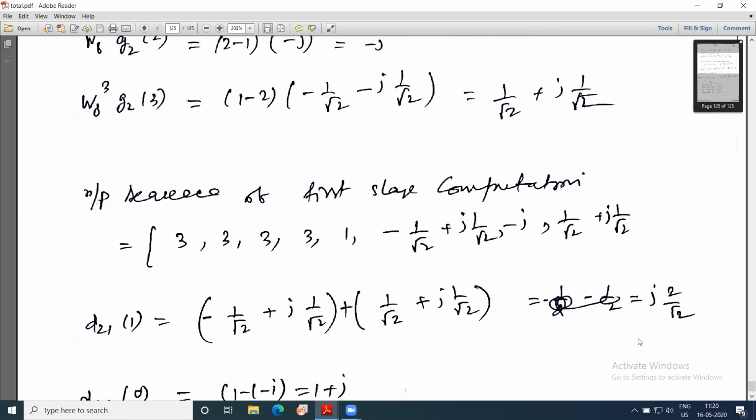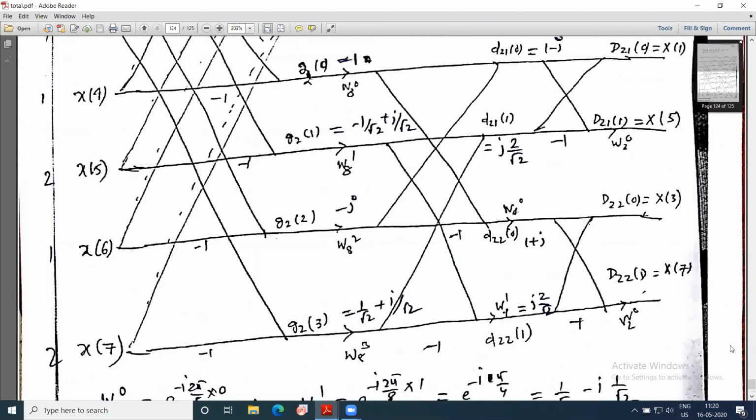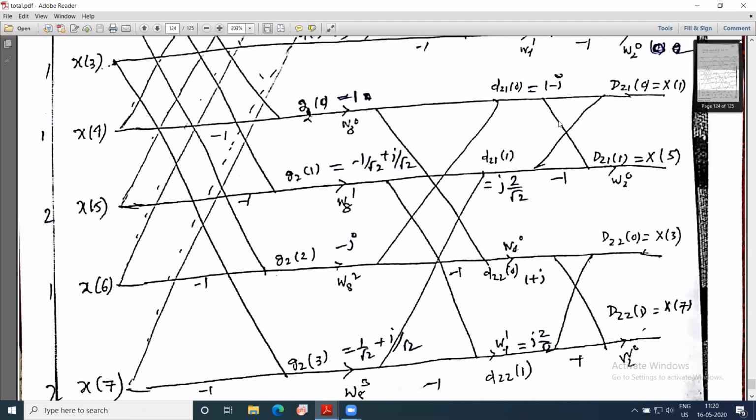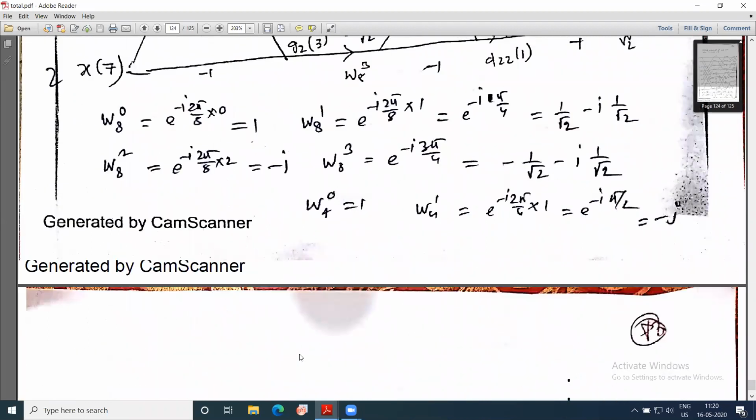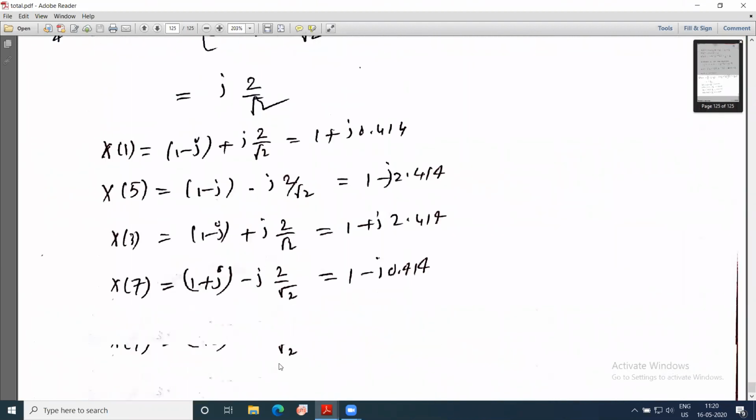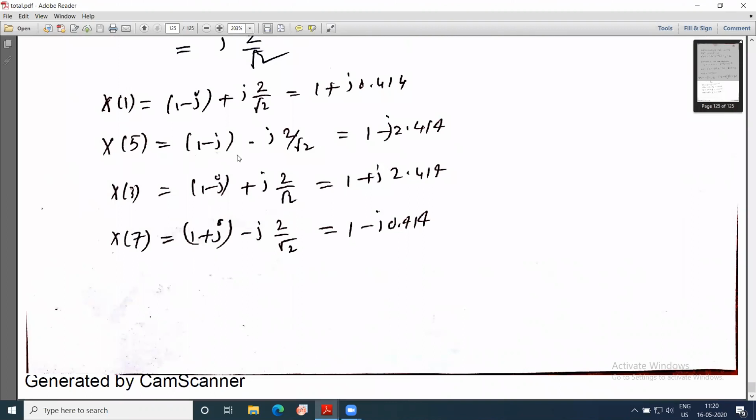Similarly, if you look at x5, here this will be 1 minus j, and this will be j by root 2 into minus 1, so this will be added to your x5. So minus j by root 2, it will be 1 minus j 2.414.